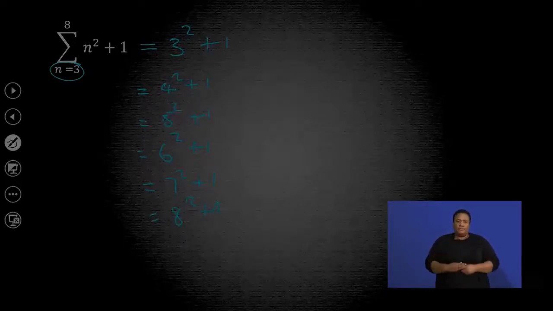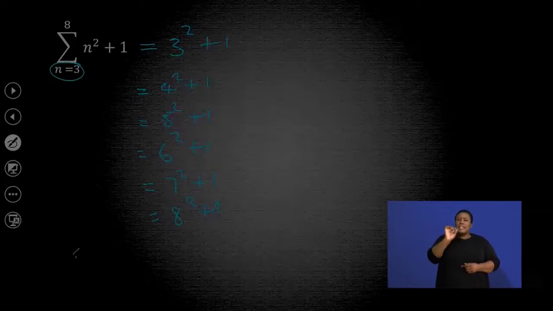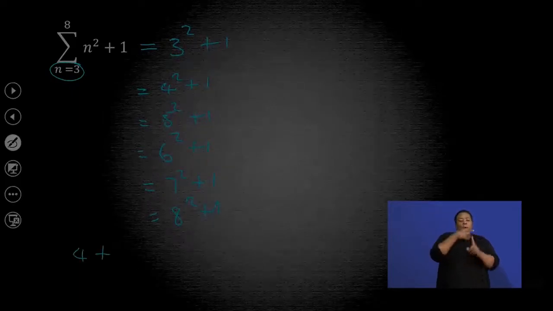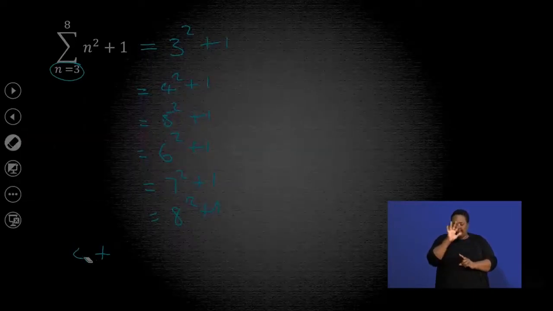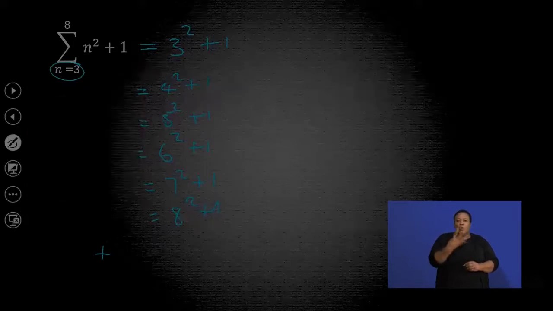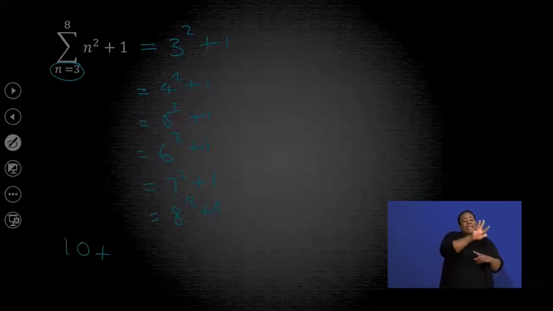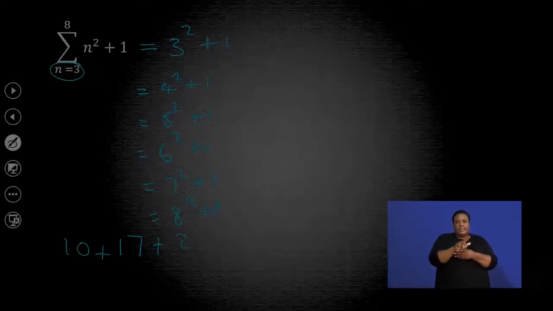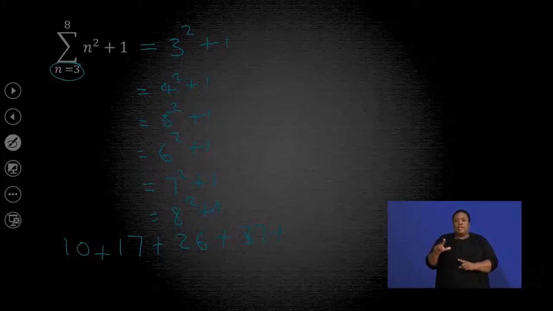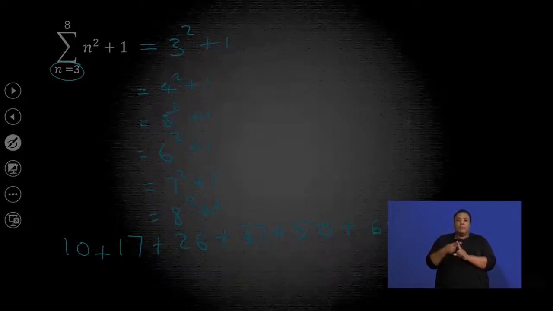So what this means is the very first one will be 9 plus 1, which is 10. My bad, not 4. The following one will be 4 squared, which is 16, plus 1. That's 17. Plus the next one will be 26, plus 37, plus 50, plus 65. And then you will just need to use your calculator to add this.